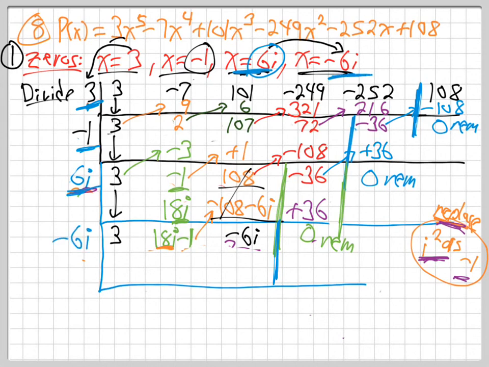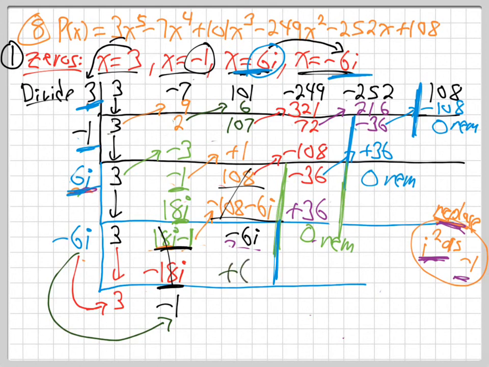So now I'll do the minus 6i, the last 0. This will be it. Bring down the 3. Minus 6i times 3 is minus 18i. Add these guys up. 18i minus 1 and minus 18i. These cancel, it's just minus 1. And then minus 6i times minus 1 is plus 6i. Minus 6i and plus 6i, no surprise. 0 remainder again. Okay. After all that dividing, we were given 4 zeros.